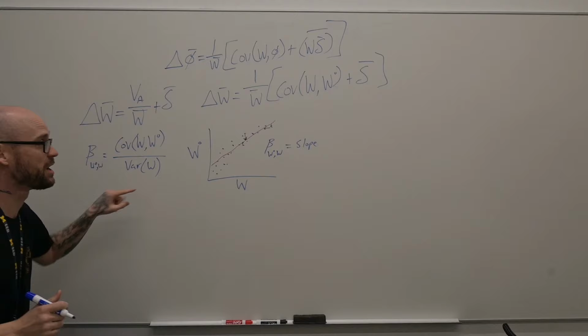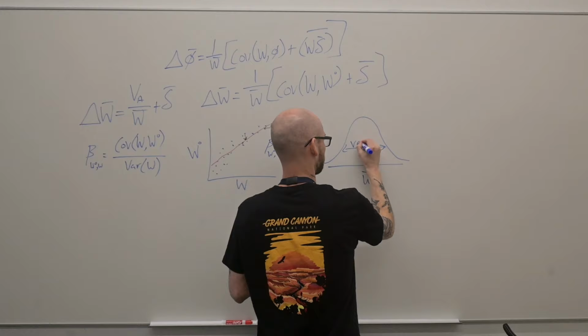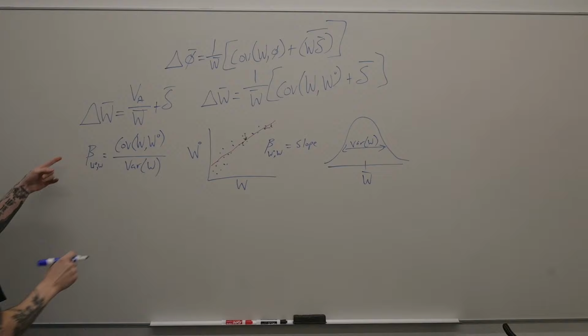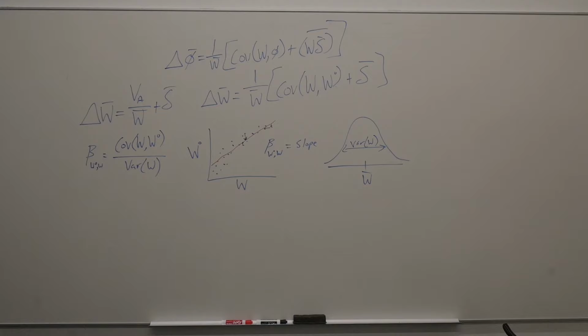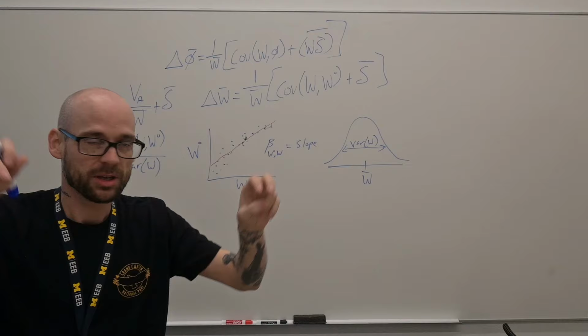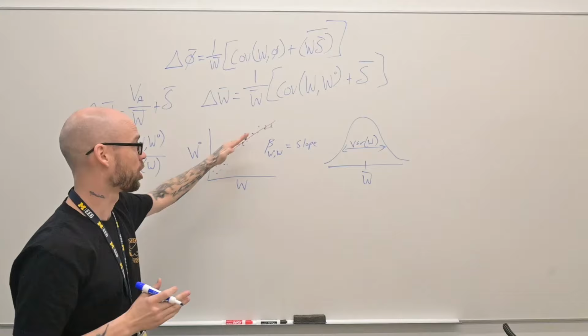So let's say this is the mean, right? This spread here is the variance, okay? So this slope, this beta regression coefficient, is simply equal to the ratio of the covariance to the variance, all right? Now, where does additive come in here? So additive, in this context, simply means it's a straight line, right? It's a linear slope. It's an additive slope, right?